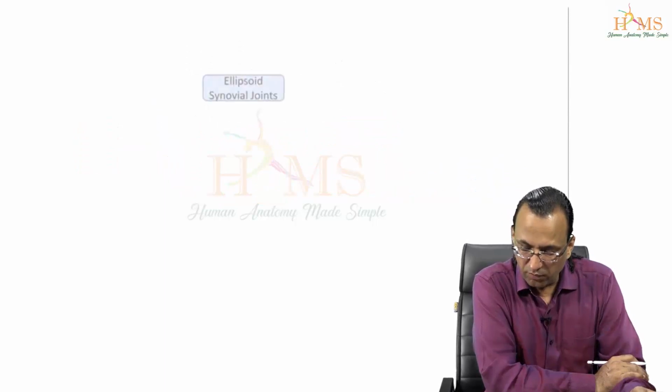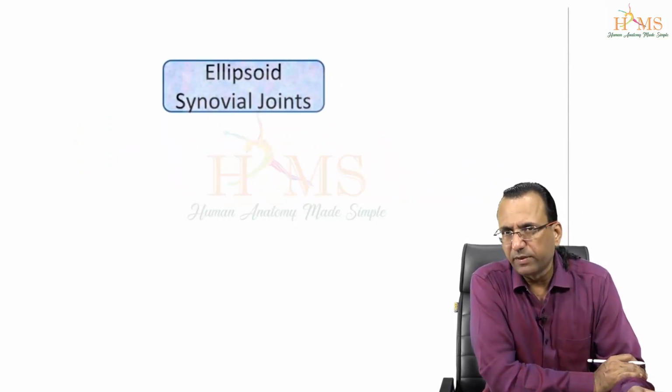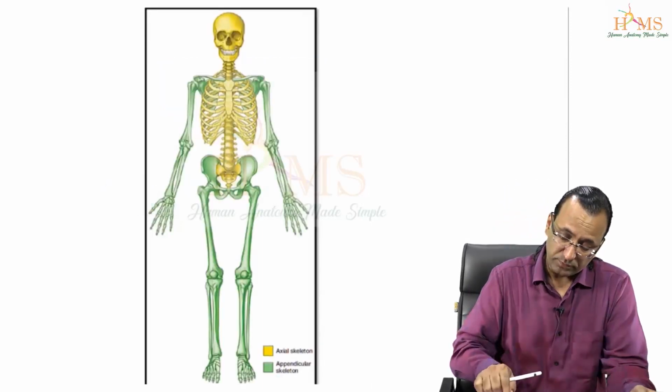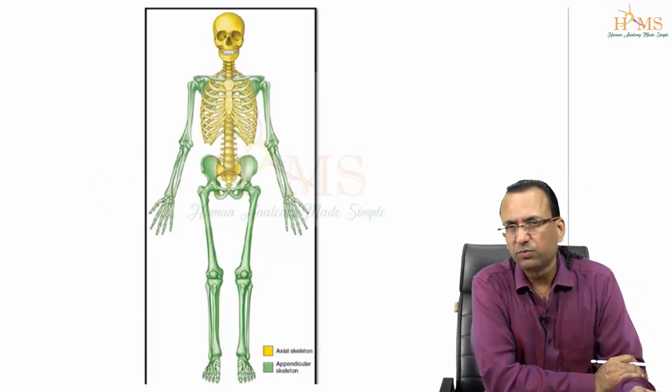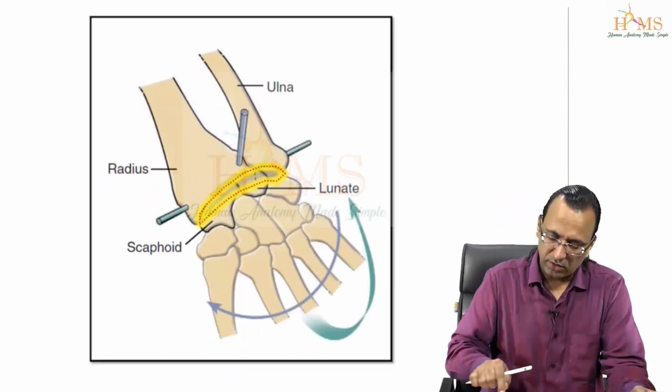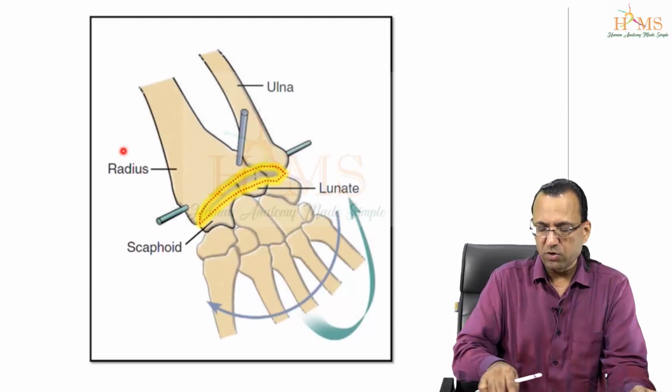Now, as we move on to the details of the ellipsoid synovial joint, let us look at the examples. We want to discuss 3 examples, and one of them is the wrist joint. The wrist joint is an ellipsoid synovial joint. Let us magnify the diagram and see why it is called ellipsoid: because the articular surface is elliptical. Actually, the wrist joint is also called the radiocarpal joint.